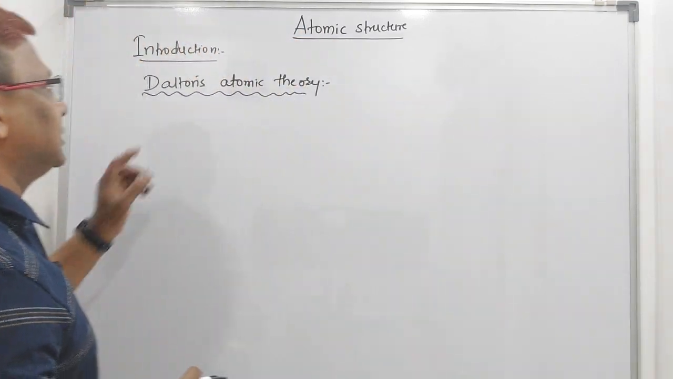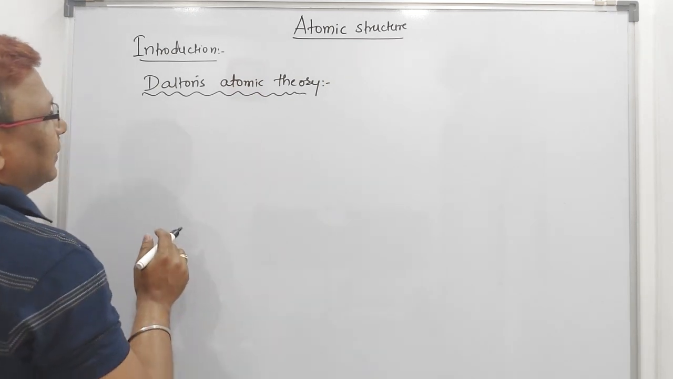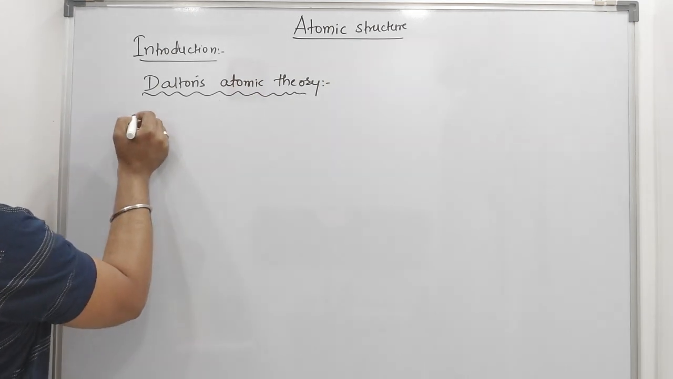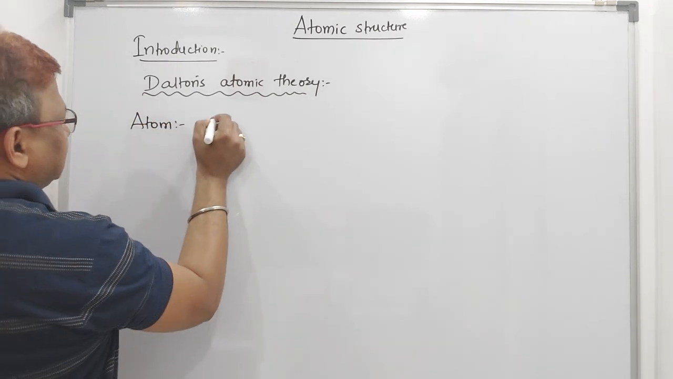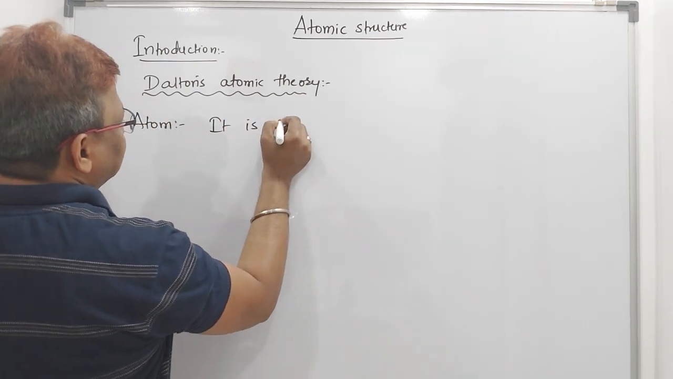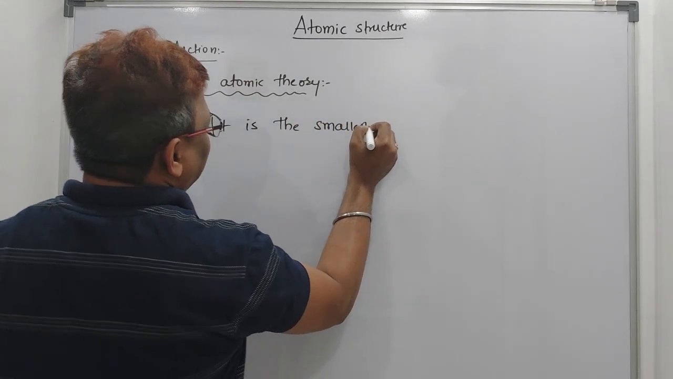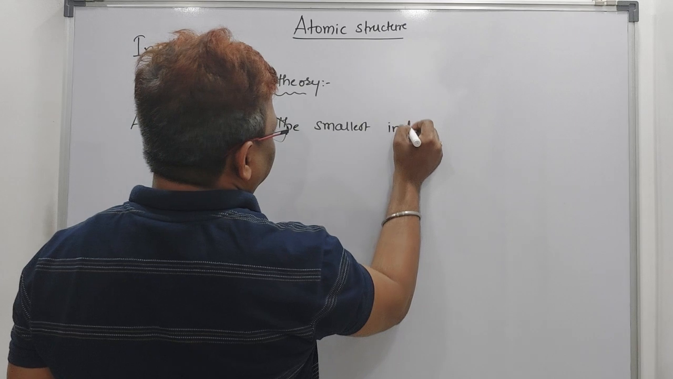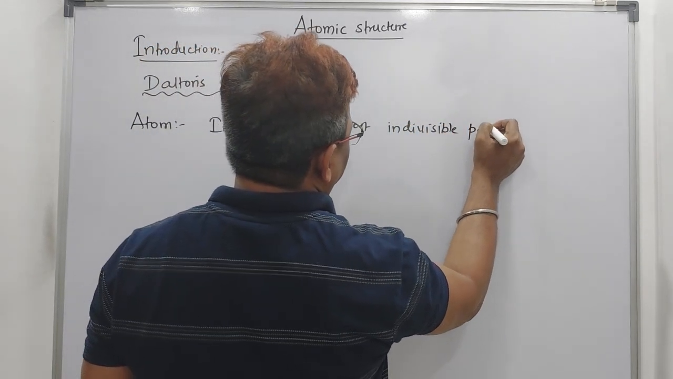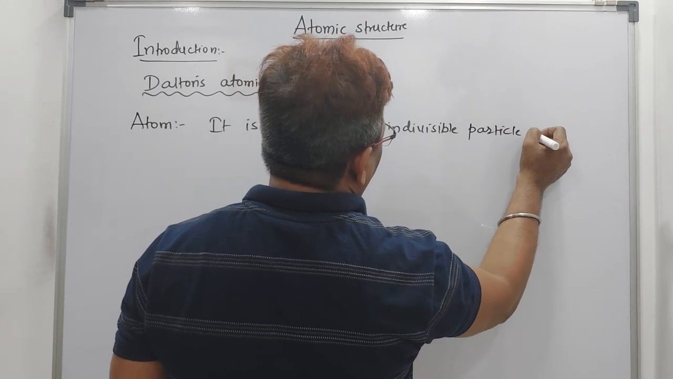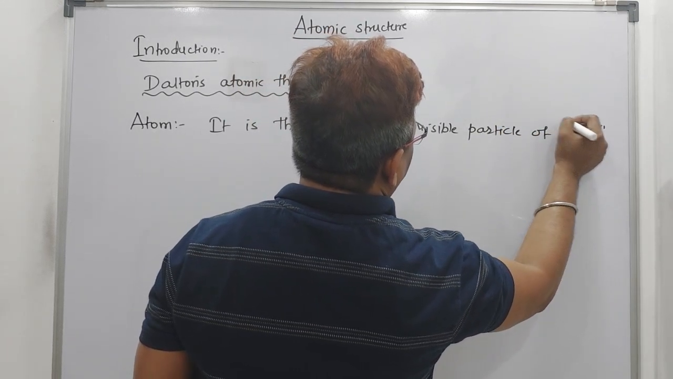So what is Dalton's atomic theory? According to Dalton, what is the atom? It is the smallest indivisible particle of matter. I hope children you know what is meant by matter.